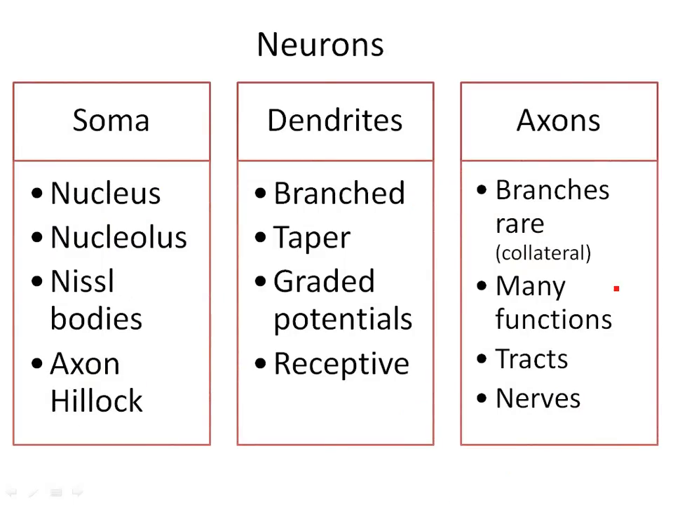Alright, so again, a little bit of a review. Remember, the soma is where you find the nucleus, the nucleolus, the Nissl bodies, and the axon hillock. Dendrites are tapered and branched. They are the receptive ends. They receive signals, and they generally do graded potentials. Then we have axons. Collaterals or branches are rare. The axons generate and propagate action potentials. If you have a bundle of myelinated axons in the central nervous system, we call it a tract. If you have a bundle of axons in the peripheral nervous system, we call it a nerve.